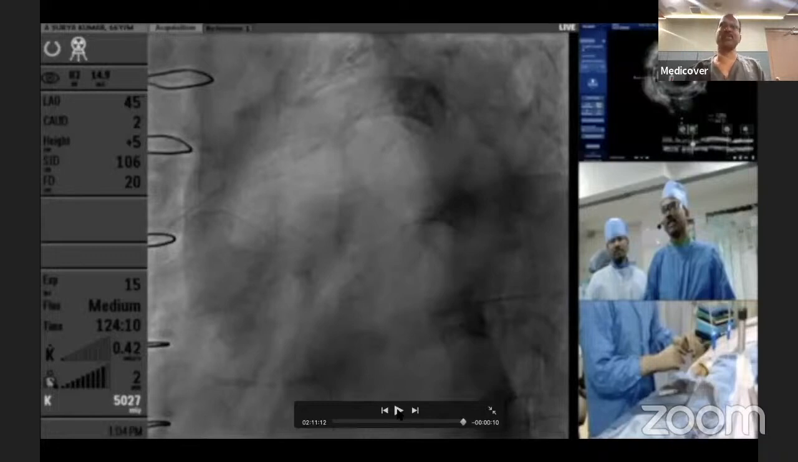Sometimes, that is the whole logic of Carlino's technique. Say you are not able to bring your wire into the true lumen. You just inject contrast. Sometimes your contrast itself may cause a kind of hydrodissection and enter into the true lumen distally. And then you just wire. So that is the logic behind Carlino's technique.